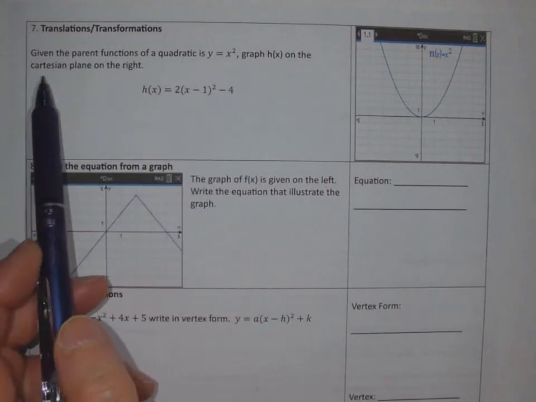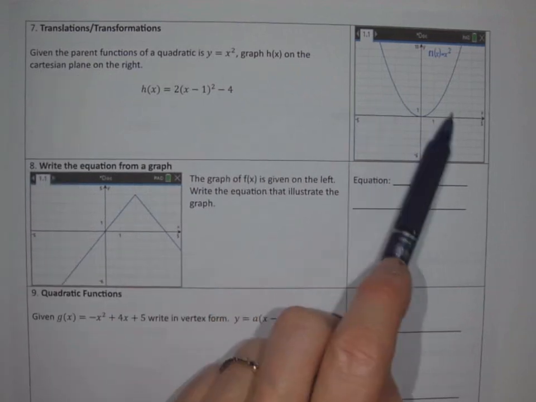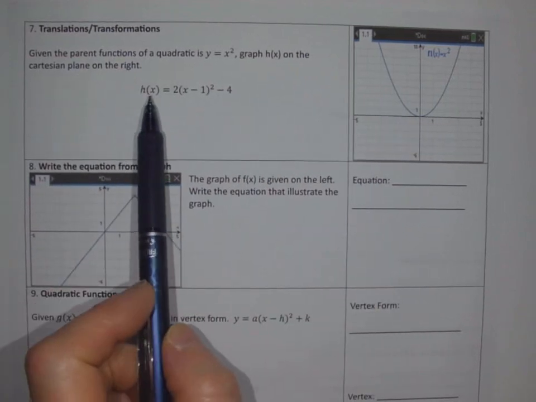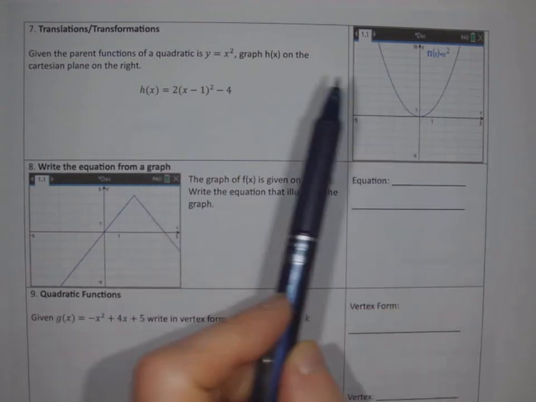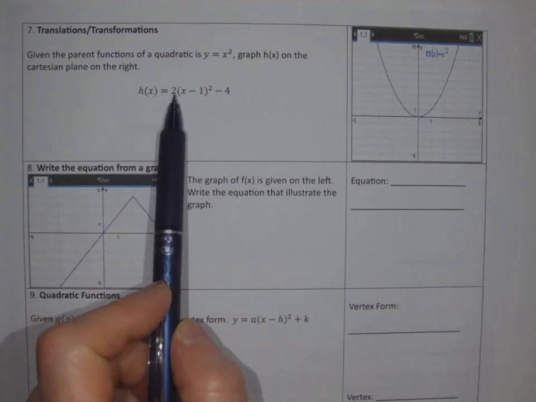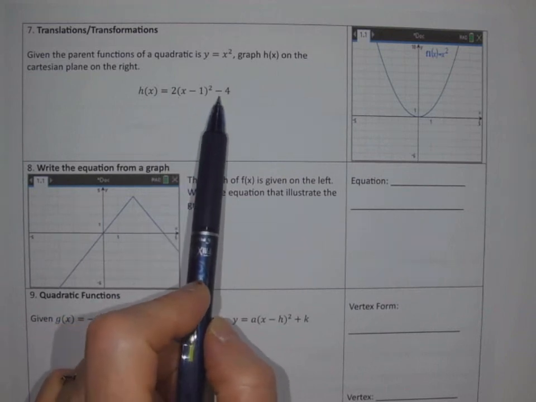We need to graph on the Cartesian plane. That's a Cartesian plane, right? If you wonder what that means, that's just what that is. We need to graph this function on that graph along with the parent function. So we have h of x is equal to 2 times (x minus 1) quantity squared minus 4.